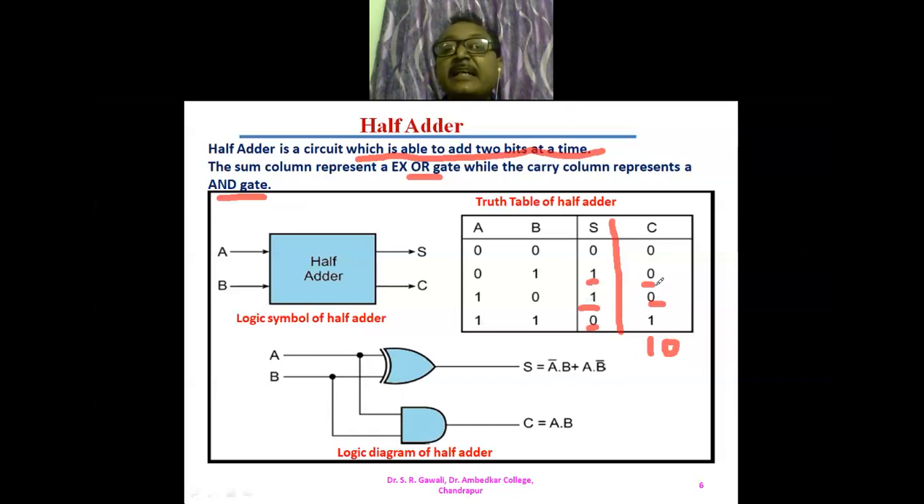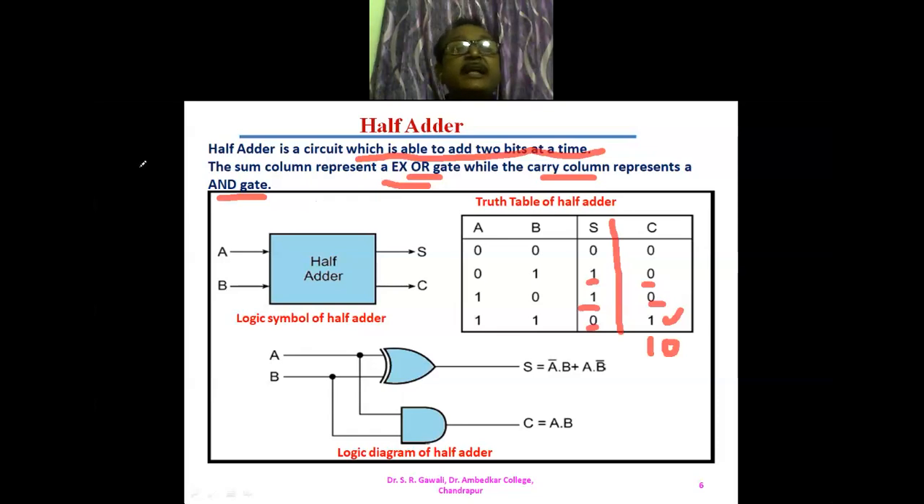Now we can see the carry column. When both inputs are high, the output is 1, otherwise it is 0. So this last column indicates that it is the output of the AND gate. Therefore, for representing the sum, an XOR gate is required, and for representing the carry column, the AND gate is required. So there are two gates: one is the XOR gate and another is the AND gate.